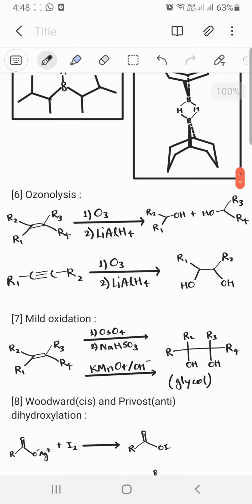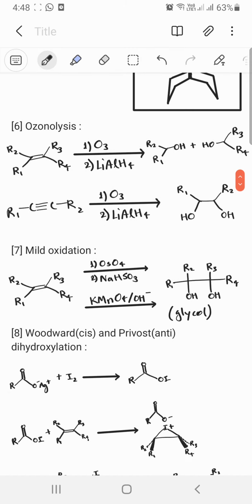Next, ozonolysis. Okay, looks correct. So this is like reductive ozonolysis. Cool. Mild oxidation.